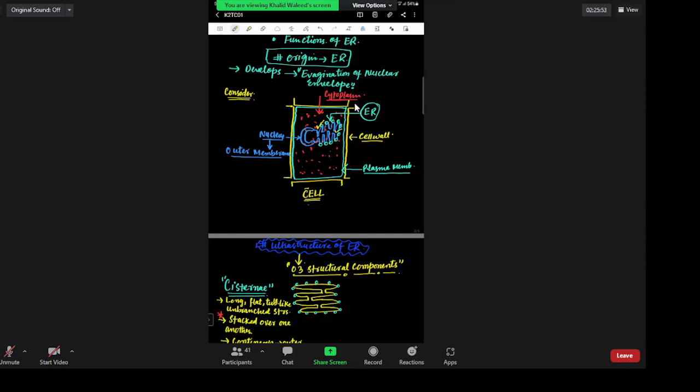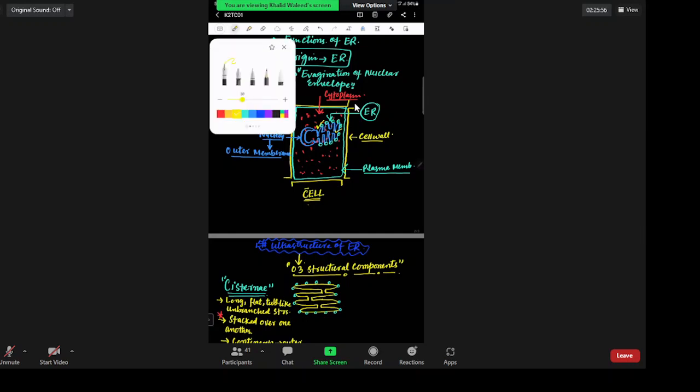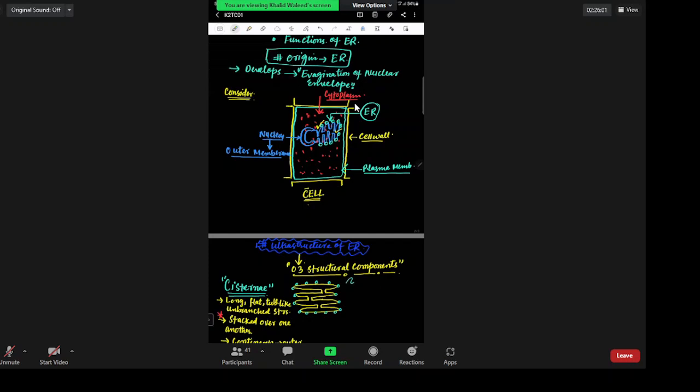Plus, these long, flat, unbranched tube-like structures are characterized by the presence of ribosomes on their outer surface. सिस्टरने की आउटर सरफेस पे आपको छोटे छोटे ग्रेन्युलर स्ट्रक्चर्स दिखेंगे. Those granular structures are ribosomes. कौन से राइबोसोम्स? 80S ribosomes.